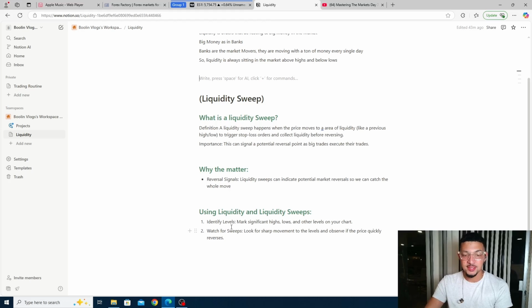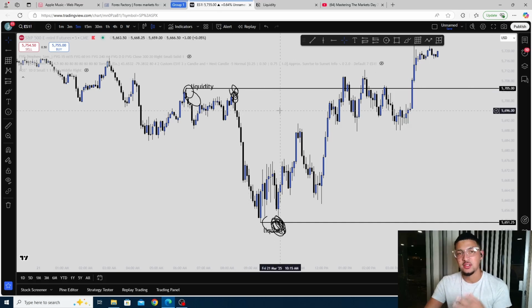Using liquidity and liquidity sweeps. One, identify levels. Mark significant highs and lows. I'm gonna teach all y'all that. And all the levels on the chart. This is really important, guys. You have to mark your 4-hour highs and your 4-hour lows before market opens.